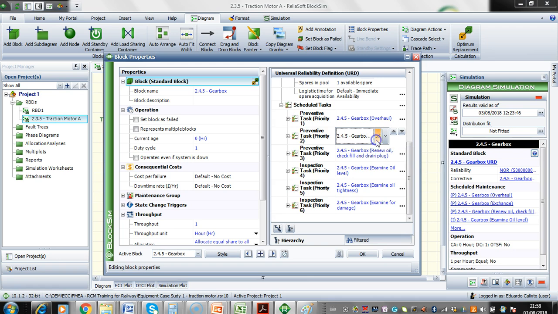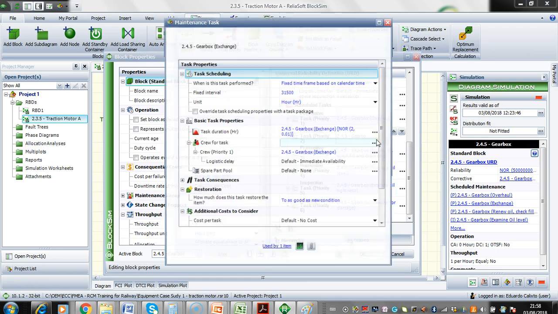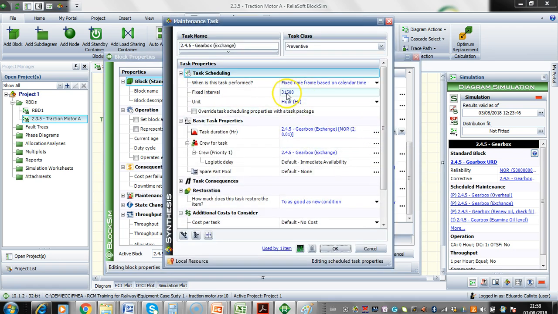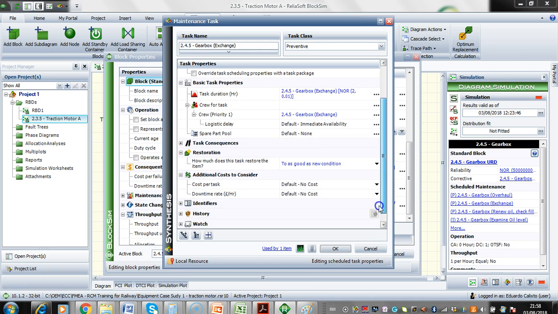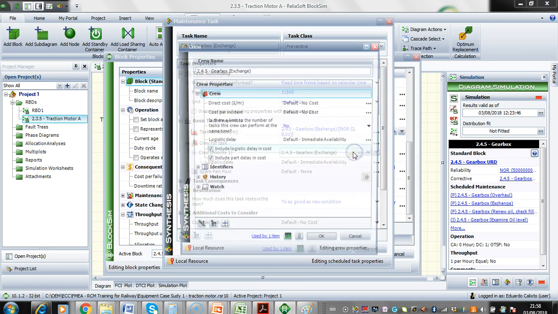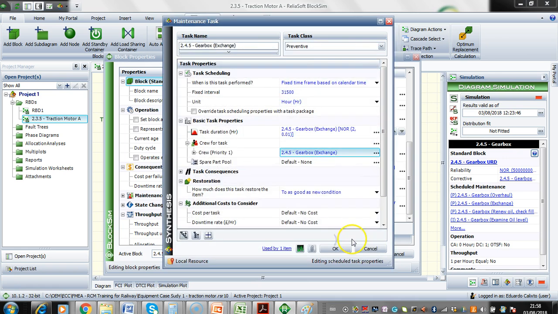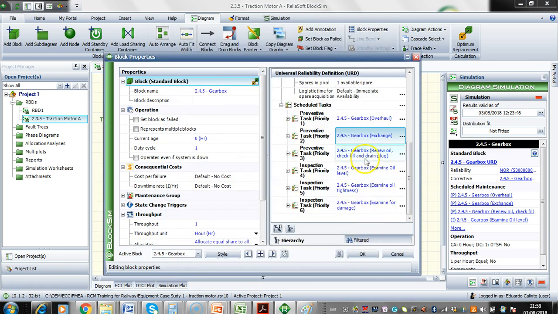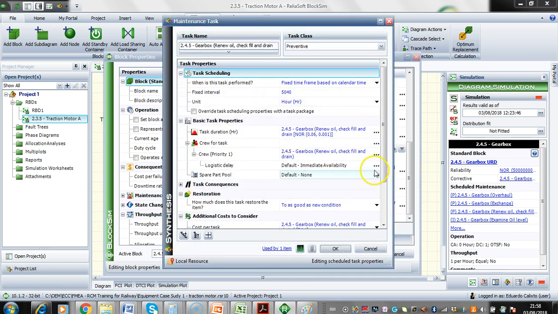We have the exchange time, and it's an important point, in 31,500 hours. So here is the time to carry out such scheduled maintenance. Let's take a look at whether there is some associated cost here. No, there's no associated cost in this case. Probably it's already accounted for in this one overhaul.